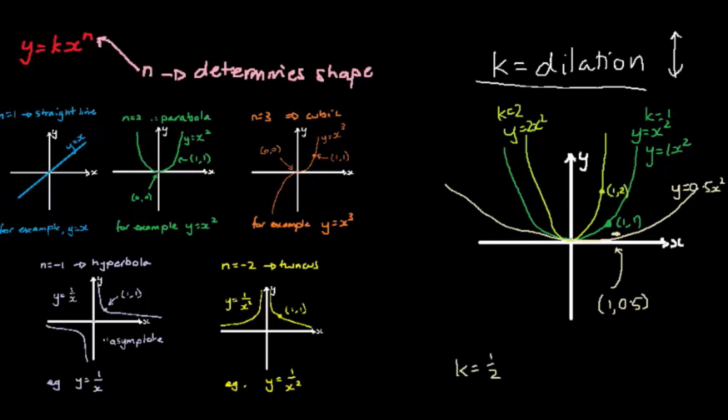You'll notice the points at the origin, every single one of these graphs still passes through 0, 0. So all of them do that, but the points away from this horizontal line all get stretched. And the same thing happens with cubics, hyperbolas, and truncus. So when we have a k number, what it does is it stretches in the vertical direction away from the x-axis.